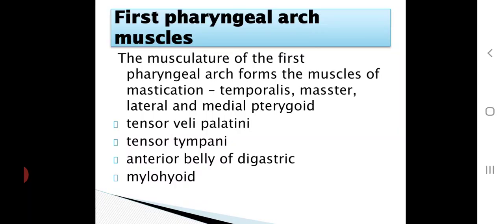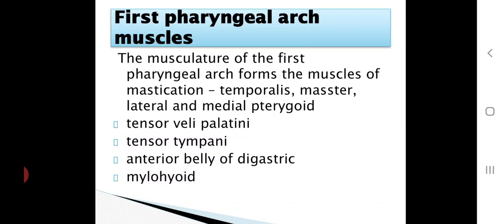You may be having some problem in understanding the names of these muscles, as you have not completed the neck muscles. But for the time being, you can take the first 4 muscles as muscles of mastication. Tensor veli palatini will be present in the soft palate. Tensor tympani will be related to the middle ear. And the other 2 muscles are the neck muscles.